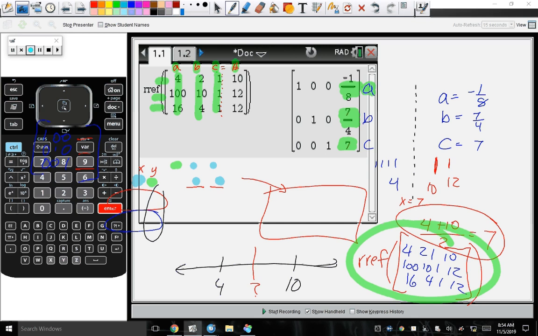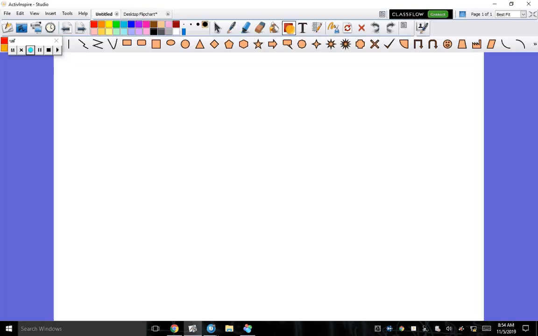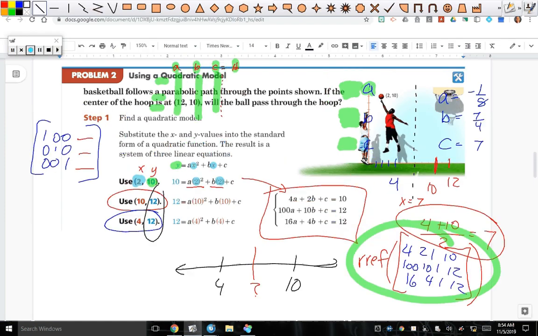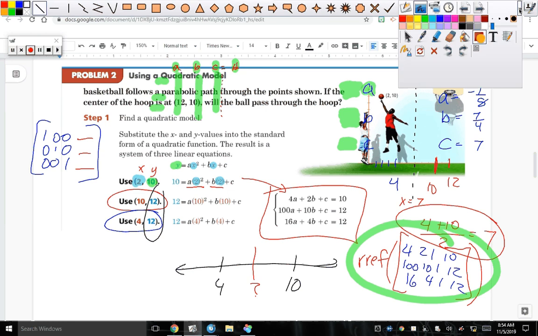Any questions right now? Okay, so let's go back to the notes. And let me go ahead and scroll up so that you can see what they have as far as an answer is concerned.